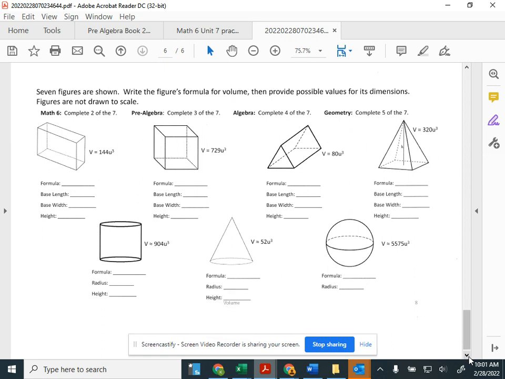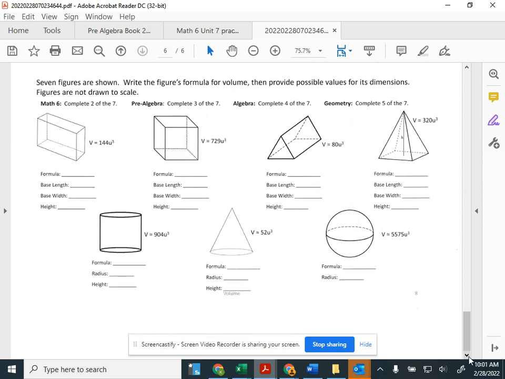Oh, our volume page. Yay. Now, if we look at this page, Math 6 needs to do 2 of them. I am going to give you the formulas for each of these shapes for their volume. I will walk through how to solve it, but you only need to do it for 2.